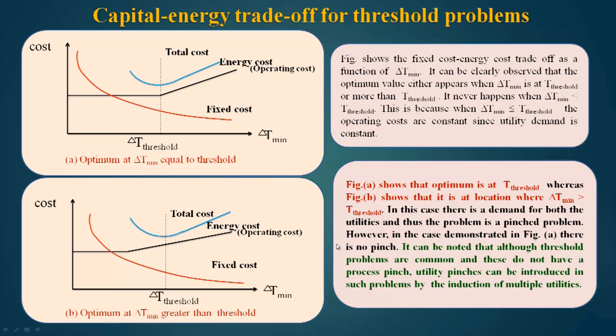In this case, there is a demand for both the utilities, and thus the problem is a pinched problem. So, if we come across such problems at this point, there is a demand of hot utility as well as cold utility, because delta T minimum is greater than T threshold, and thus this problem works as a pinched problem. However, in the upper case, there is no pinch.